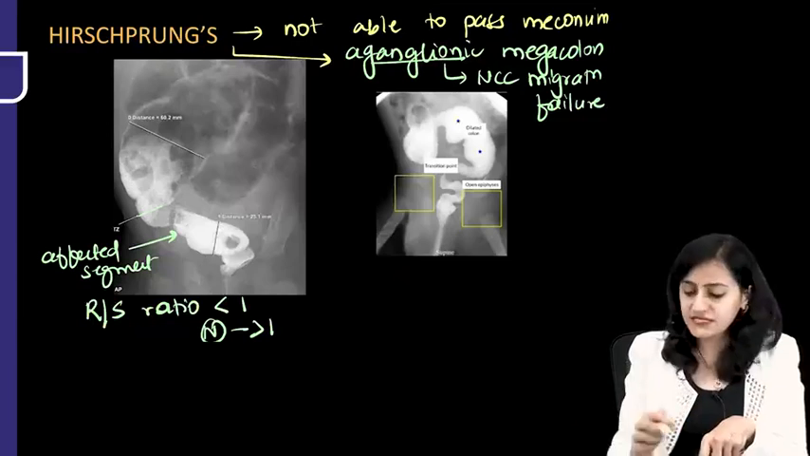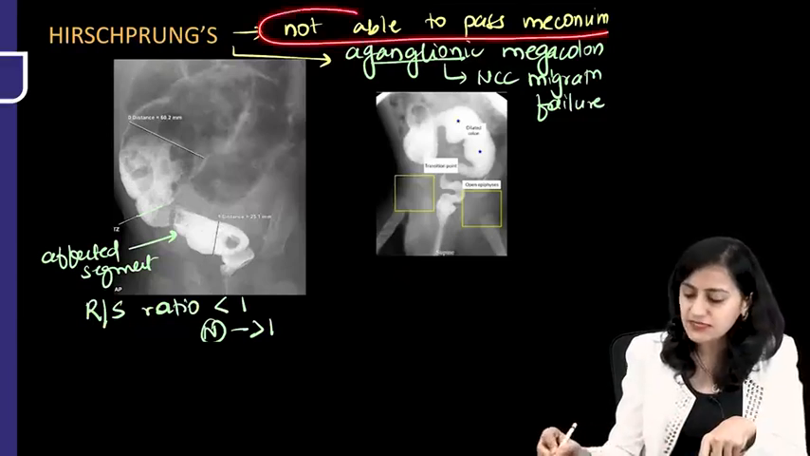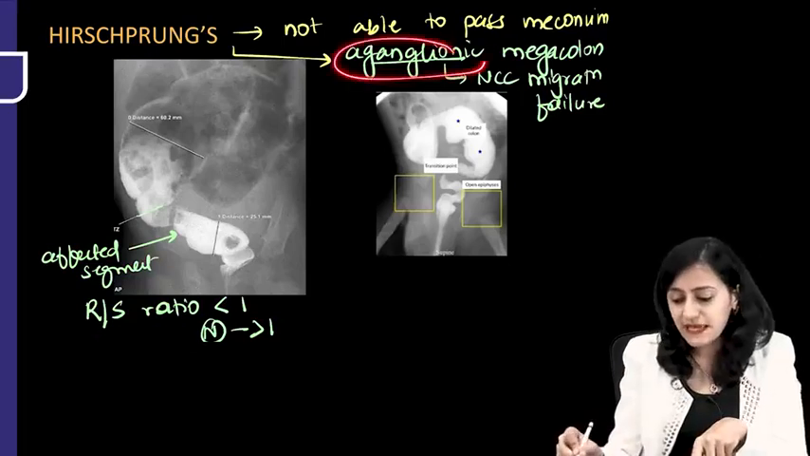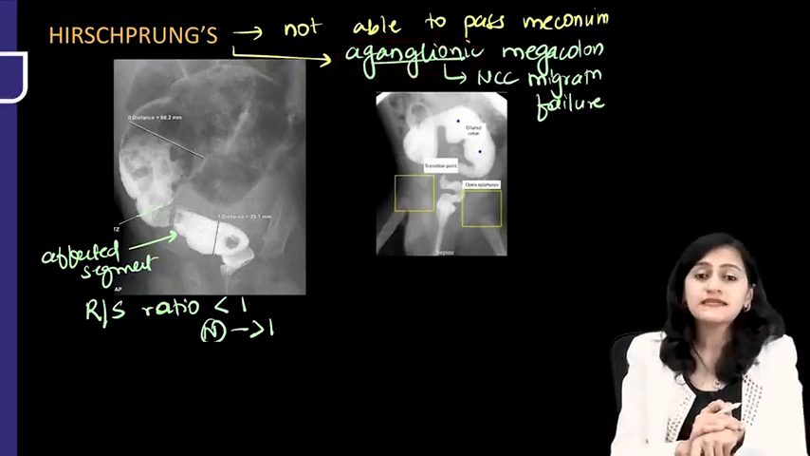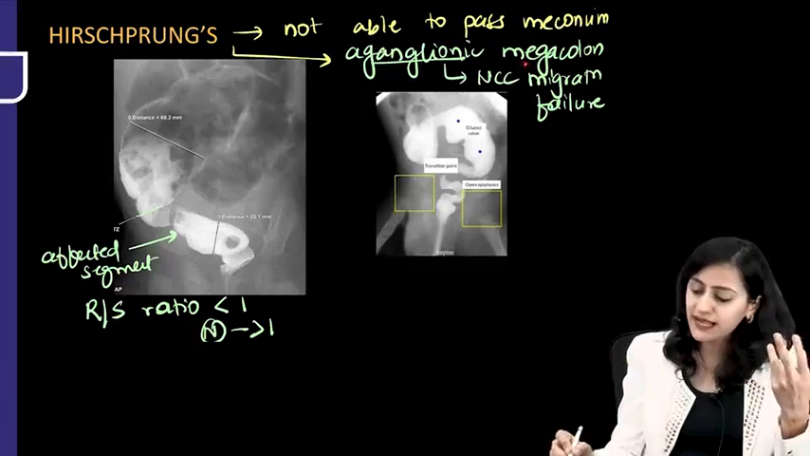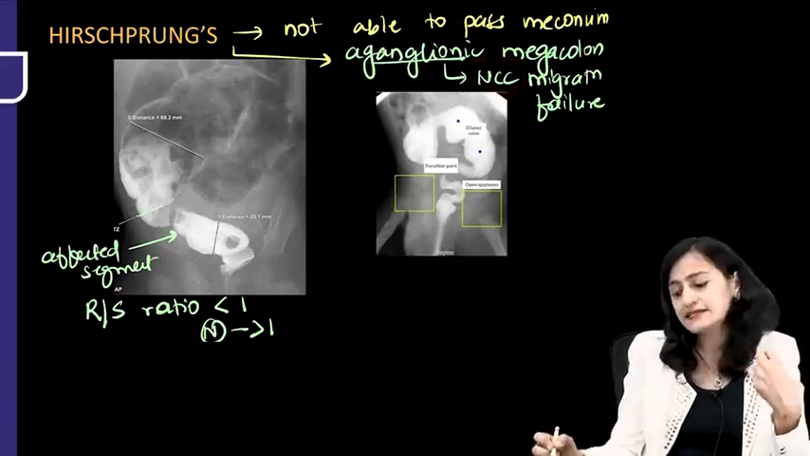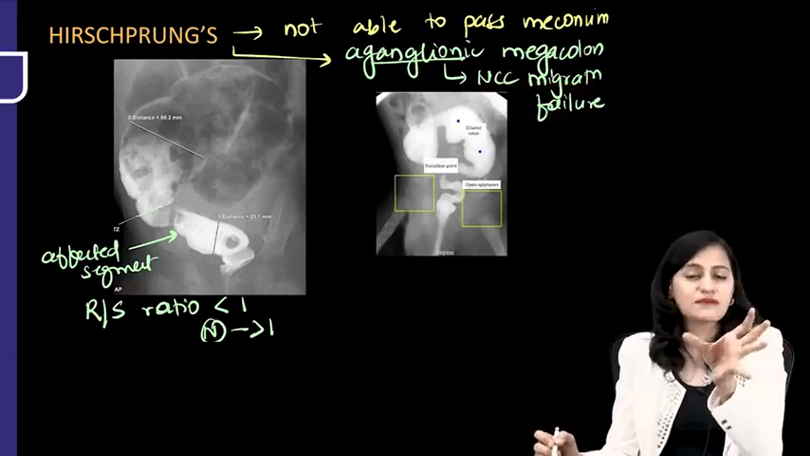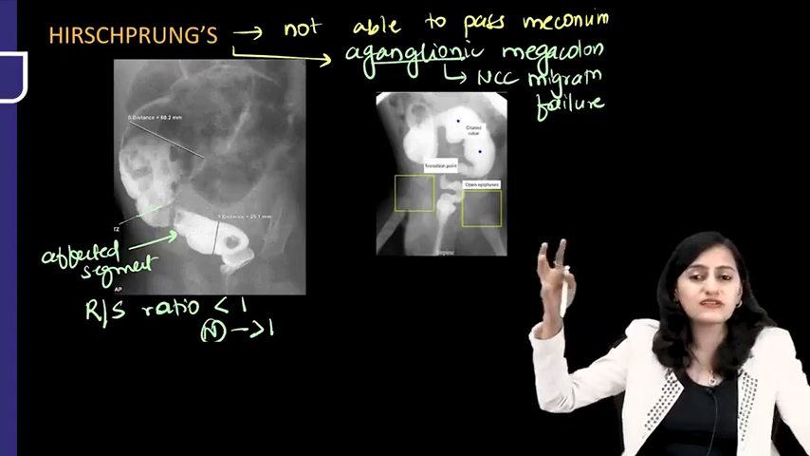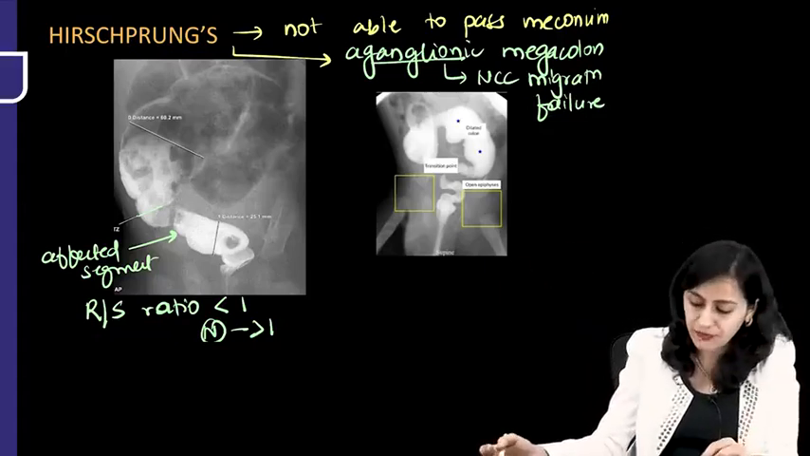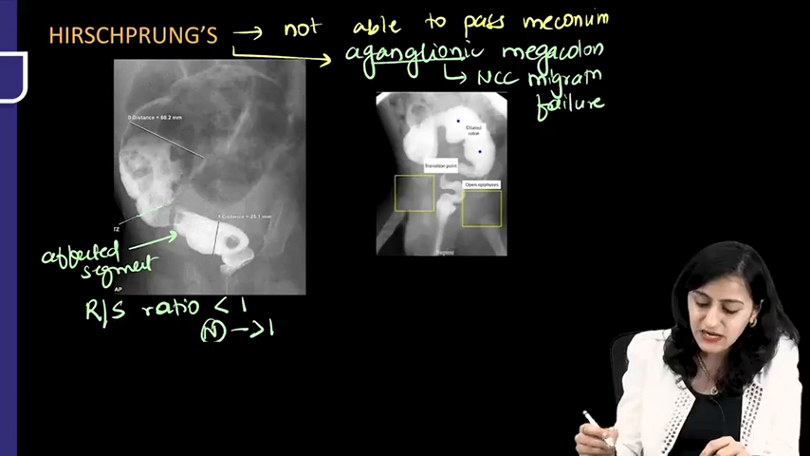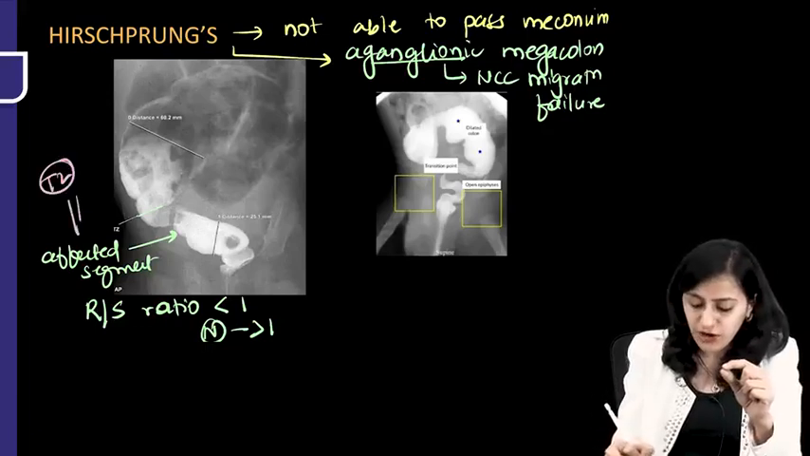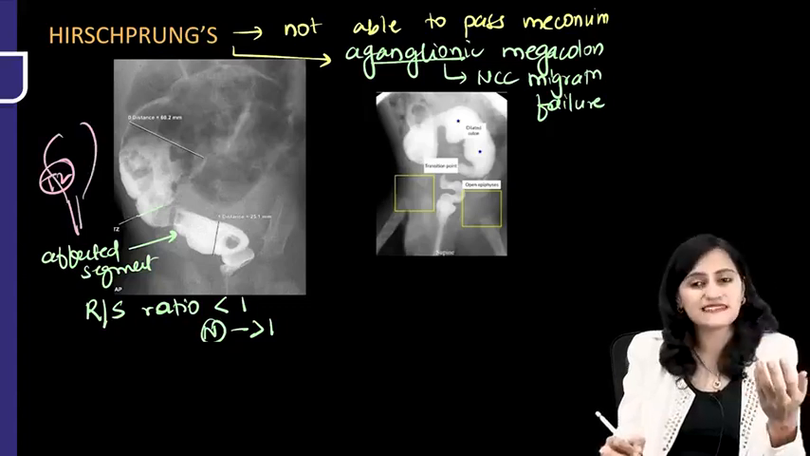Coming to Hirschsprung's disease, the clinical feature in Hirschsprung's is the patient not able to pass meconium. Hirschsprung's is basically aganglionic megacolon. So there are no ganglia because the ganglia are derived from neural crest cells. So there is failure of neural crest cell migration. So the aganglionic segment is contracted. Proximal to that, the colon is dilated. That is megacolon. So classically, what we see in Hirschsprung's is this zone of transition, the transition zone from the affected to the unaffected segment.